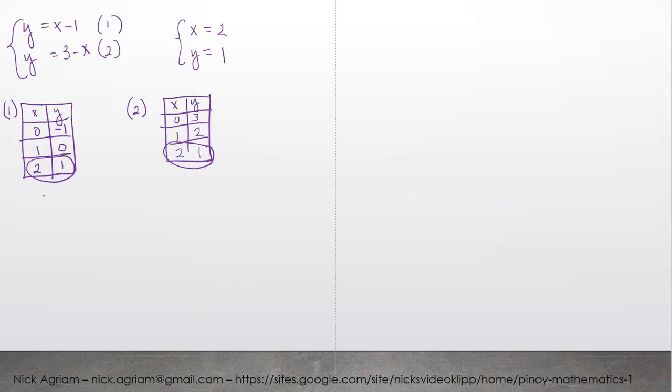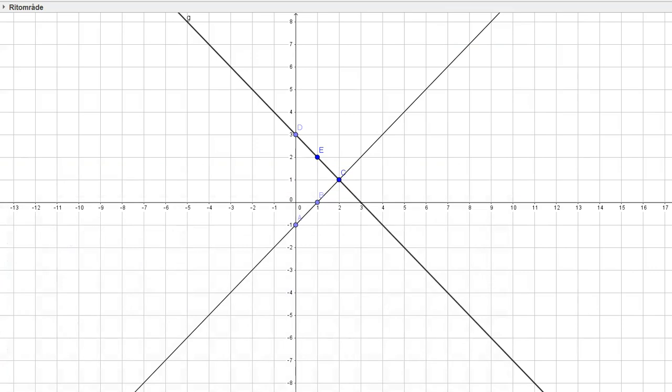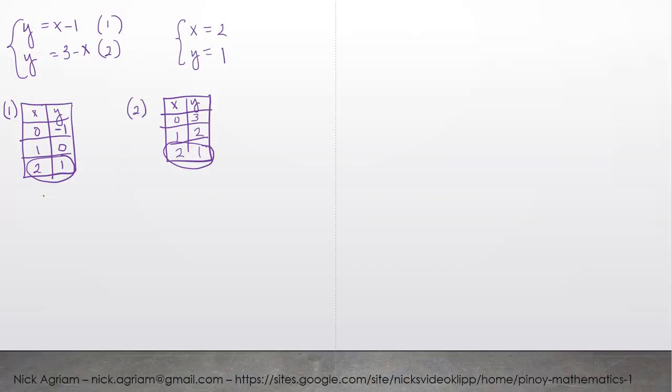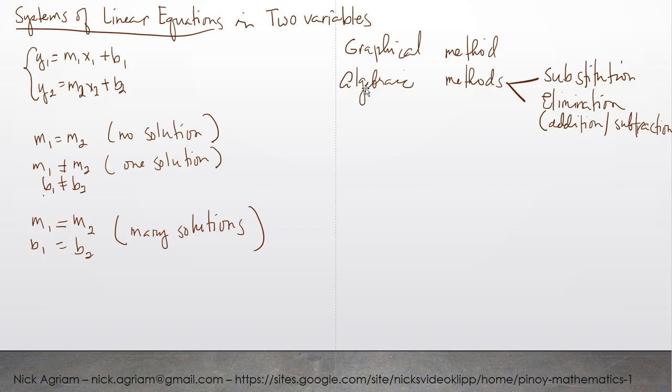But the graphical solution is very, very tedious to do, because if you don't have a graphing calculator, then it is very hard to do. It takes a lot of time. But it's easy to see the solution. As I've said, the graphical method, algebraic methods, substitution and elimination.